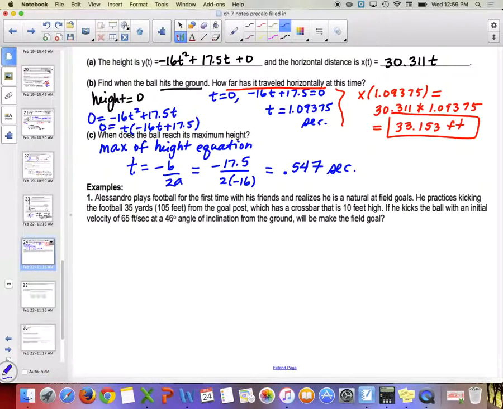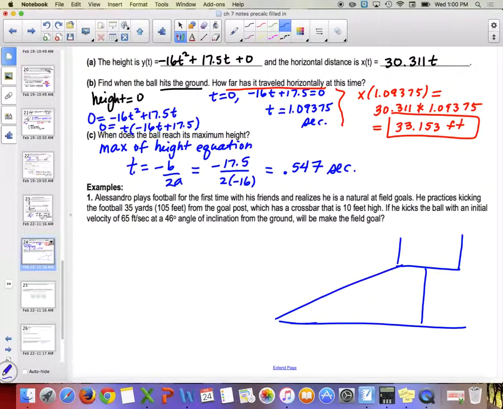Alessandro plays football for the first time with his friends, and he realized that he is a natural at field goals. He practices kicking the football 35 yards, which is 105 feet from the goal post, which has a crossbar that's 10 feet high. You guys know this whole drawing, right? If he kicks the ball with an initial velocity of 65 feet per second at a 46-degree angle, will he be able to make the field goal?